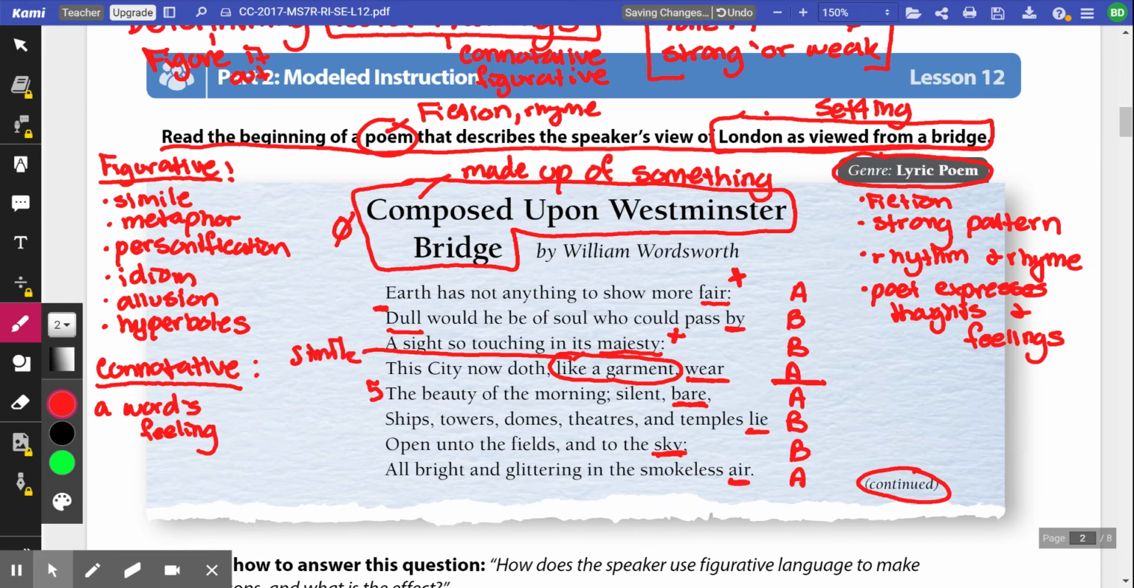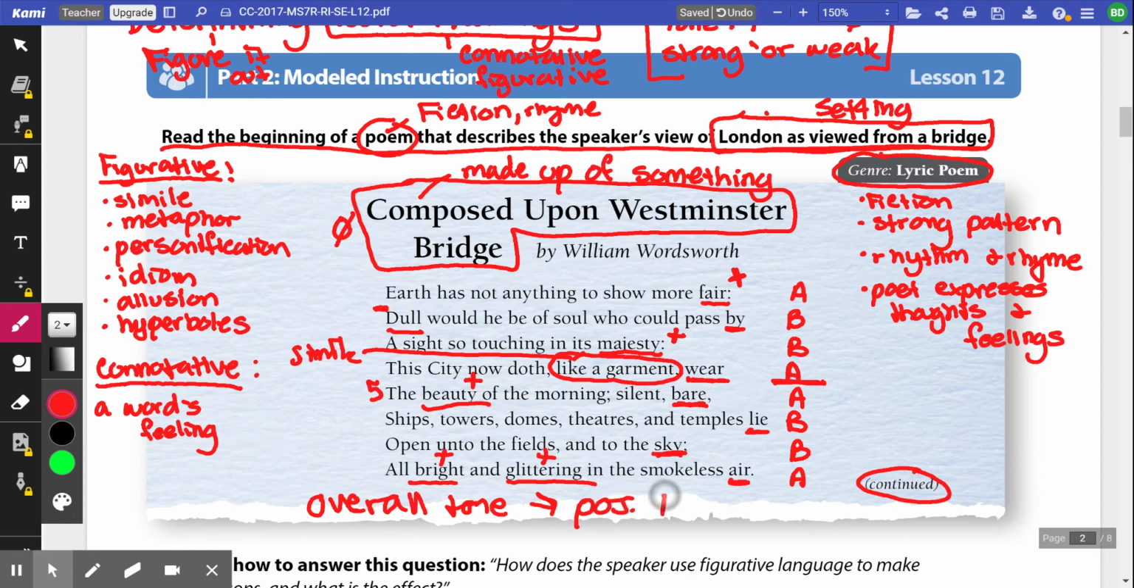All right, so let's look at the last 5 lines. The beauty of the morning, silent, bare. We know that it's calling the morning beautiful, so that's automatically positive. Ships, towers, domes, theatres, and temples lie, that's more neutral. Open unto the fields and to the sky, all bright and glittering in the smokeless air. Bright and glittering both have positive connotation. If something's bright and glittering, it's usually beautiful. So I'm going to say the overall tone, so far at least, is pretty positive.